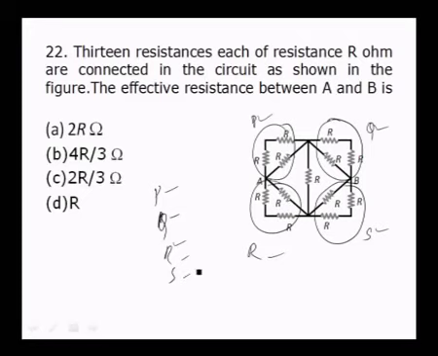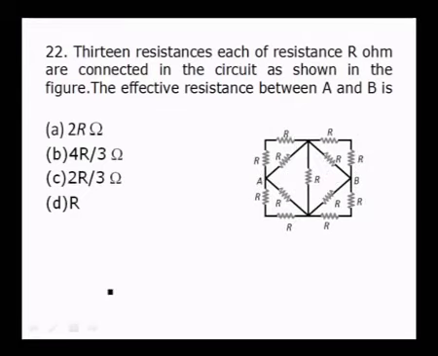Now, it means that the potential at this point and the potential at this point is the same. The current through this resistor is 0. While calculating, you are ignoring this resistor. You are not supposed to take it. See, these two are in series. The effective resistance is 2R.